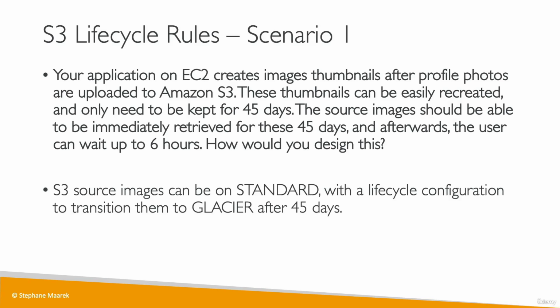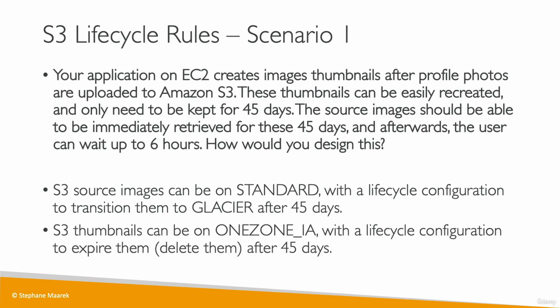So the S3 source images can be on the Standard class, and you can set up a lifecycle configuration to transition them to Glacier after 45 days. Why? Because they need to be archived afterwards, and we can wait up to 6 hours to retrieve them. And then the thumbnails can be One Zone-IA. Why? Because we can recreate them. And we can also set up a lifecycle configuration to expire or delete them after 45 days. So that makes sense, right?